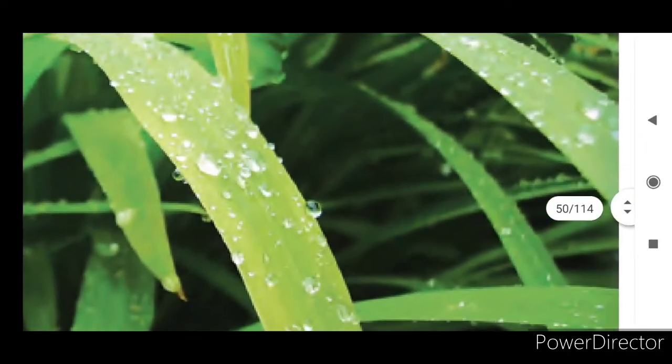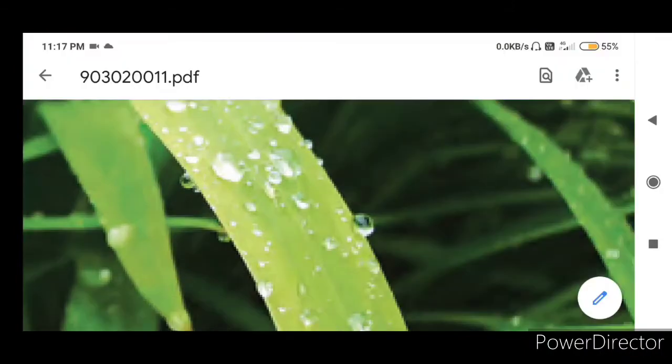Now this is the dew. Now we will study about the dew, how the dews are formed. See, when moisture loaded air near the surface comes into contact with a very cold object, condensation of the vapor takes place. They turn into very small water droplets. These water droplets stick to the surface of the cold object. This is called dew. So this is the dew.